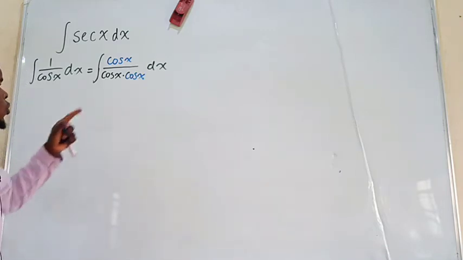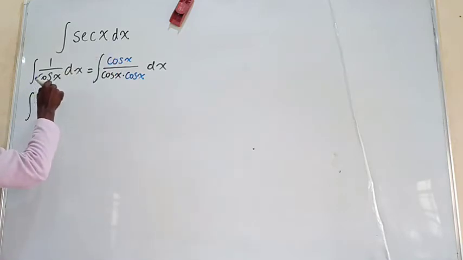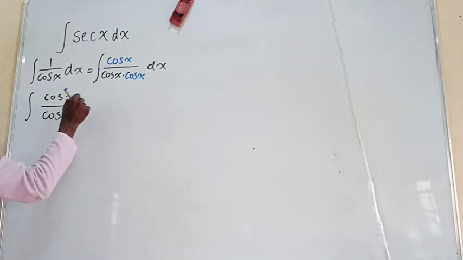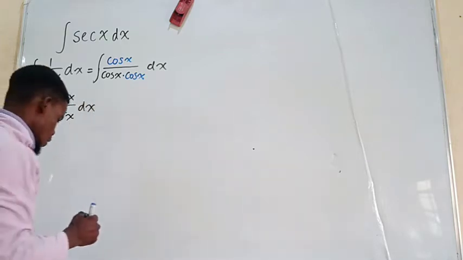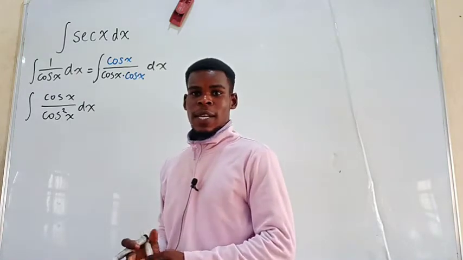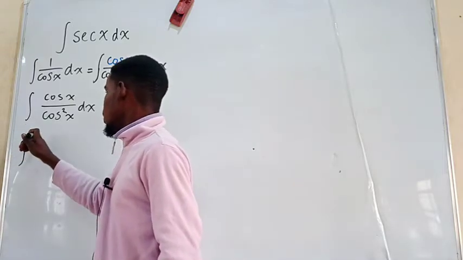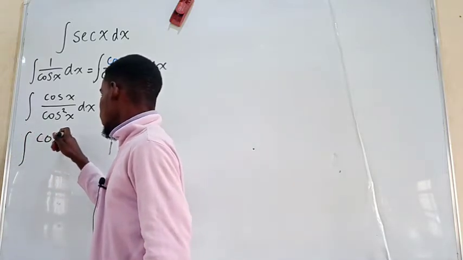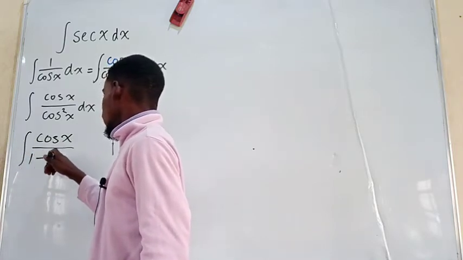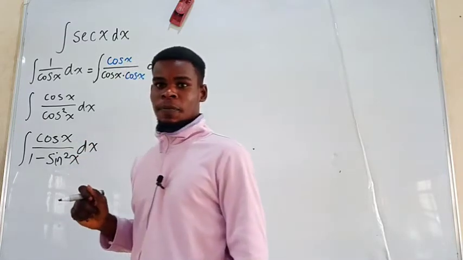By computing this, we're going to have cosine x on the top, and on the bottom we're going to have cosine squared x, and the dx. Now, the next thing I would like to do is to split the bottom. We know that cosine squared x is the same as 1 minus sine squared x. So I put down the antiderivative of cosine of x on the top, then on the bottom 1 minus sine squared x, and the dx.